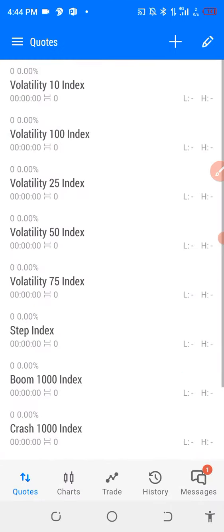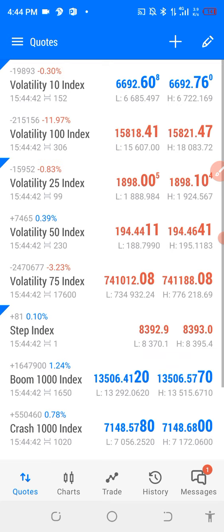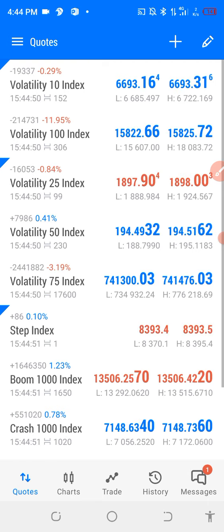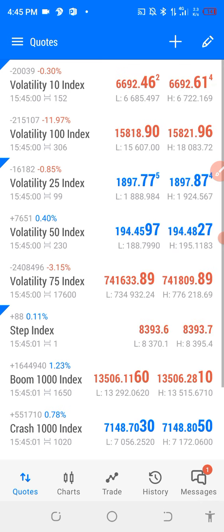Also, Deriv is a broker that offers you the opportunity to trade the forex market. It offers you a large scale of opportunity to trade almost all markets. You can also trade crypto on the Deriv market. Then they have special indices which they create themselves, which is called the synthetic index.